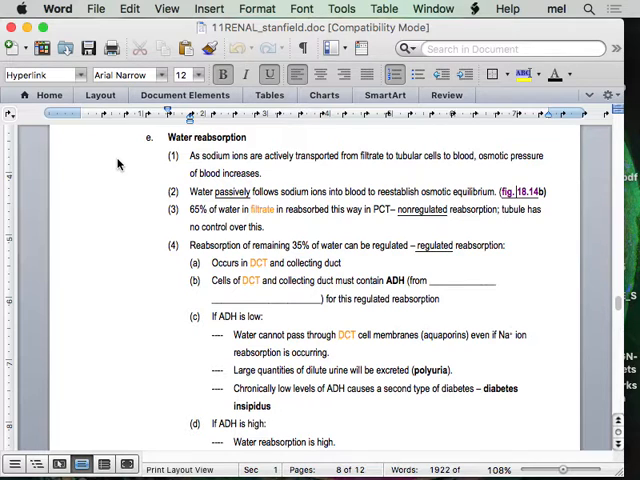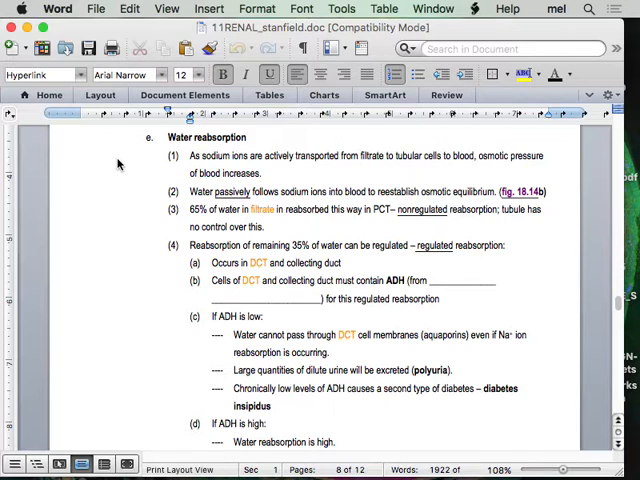Corresponds to the 65% of sodium, okay? But what about the other 35%? The other 35% can move with sodium if a hormone is present. What hormone do you know that is related to water reabsorption? ADH, exactly. So this is where we put ADH into this story.